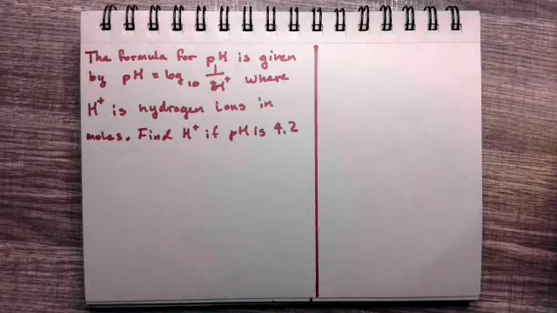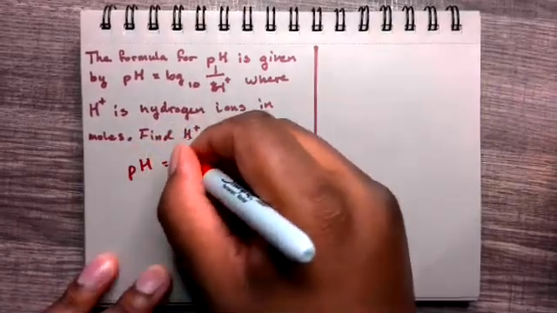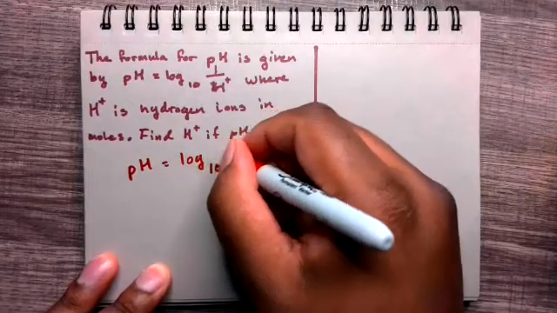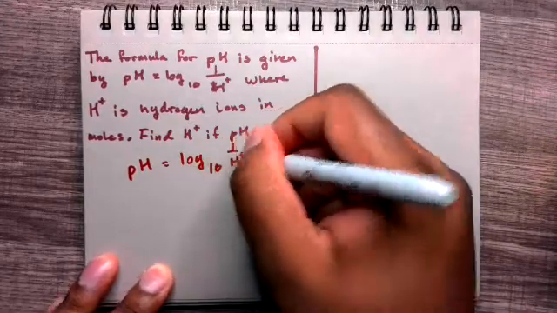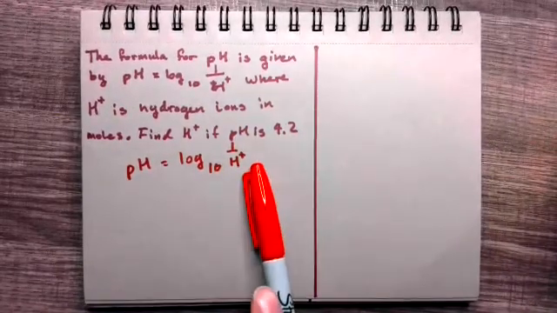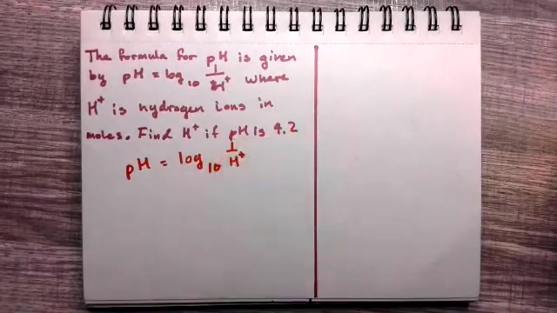All right, so let me kind of rephrase this problem. We're basically given this formula, pH equals log base 10 of 1 over H plus. And what we're going to have to do here is solve for H plus, and then we're going to replace pH with 4.2. But to do this, we're going to need another logarithm identity, if you will.